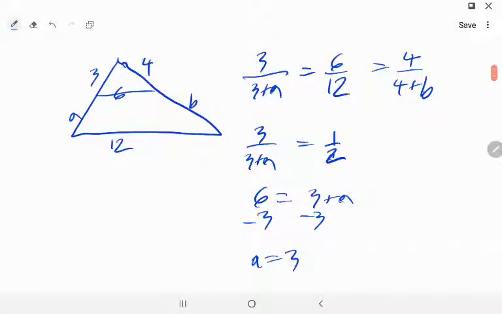And then you might guess that B has to be 4. We can say 1/2 equals 4 divided by 4 plus B. So 4 plus B equals 8. And so B has to be 4. So that's one where sometimes you can see the common ratio, sometimes you can see that scale factor. It's not always that obvious.